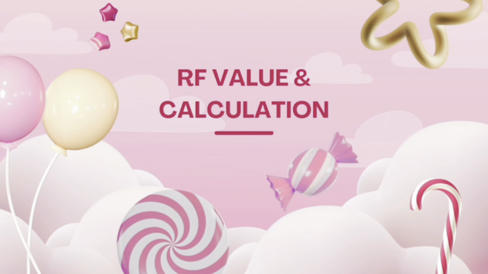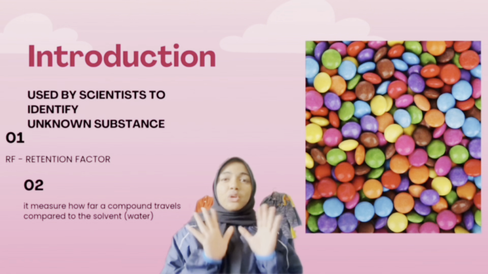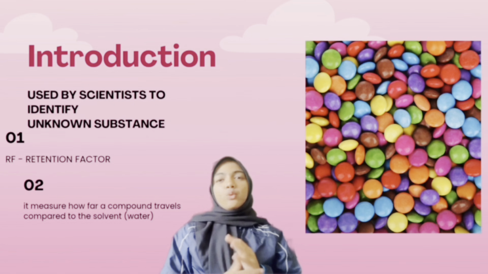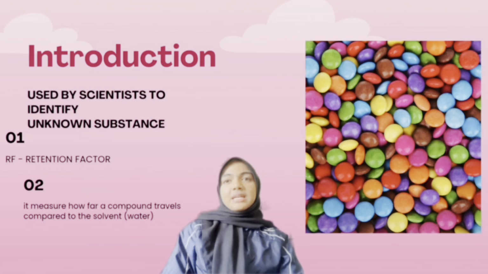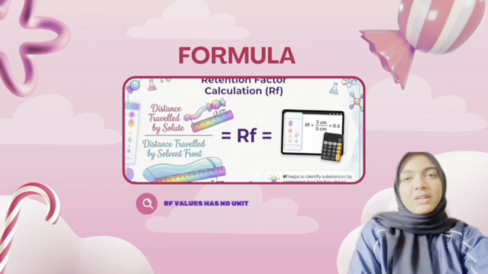Next, we go for the calculation part. Alright, the separation is done. Now it's time for the math part. Don't worry, it's super simple. We need to calculate what scientists call the RF value, which stands for retention factor. With the separation process complete, the RF value can be calculated.